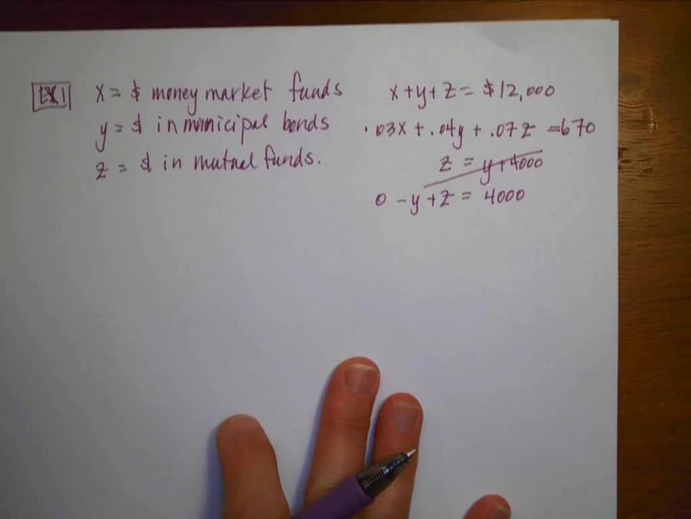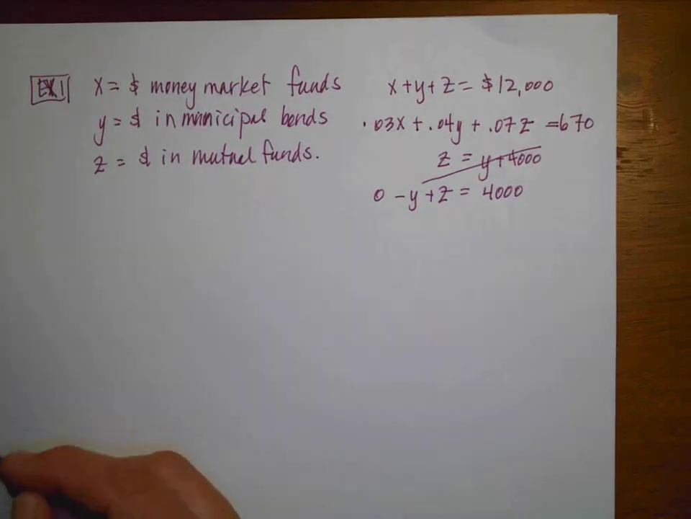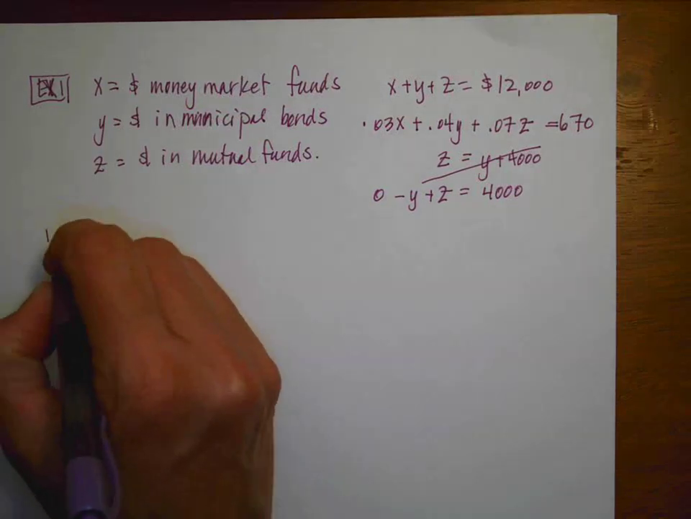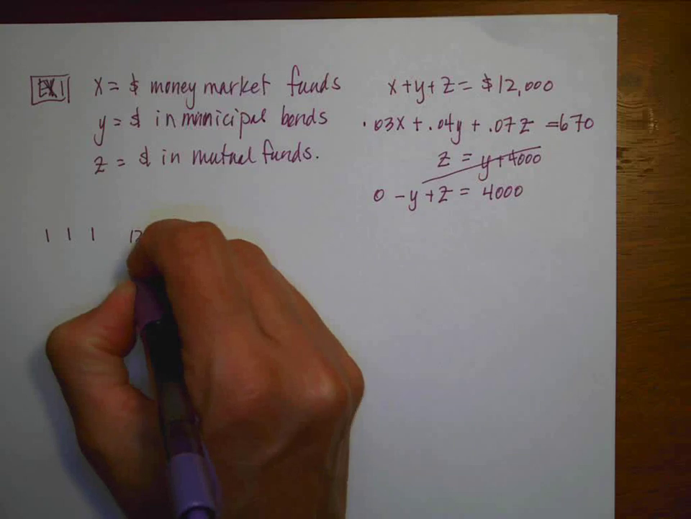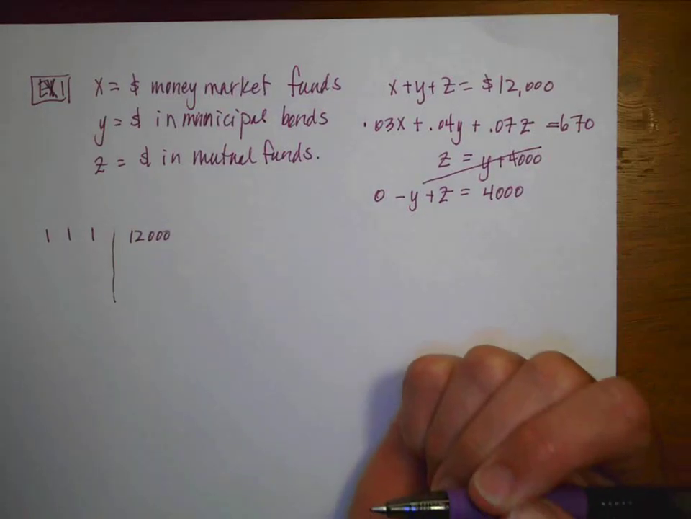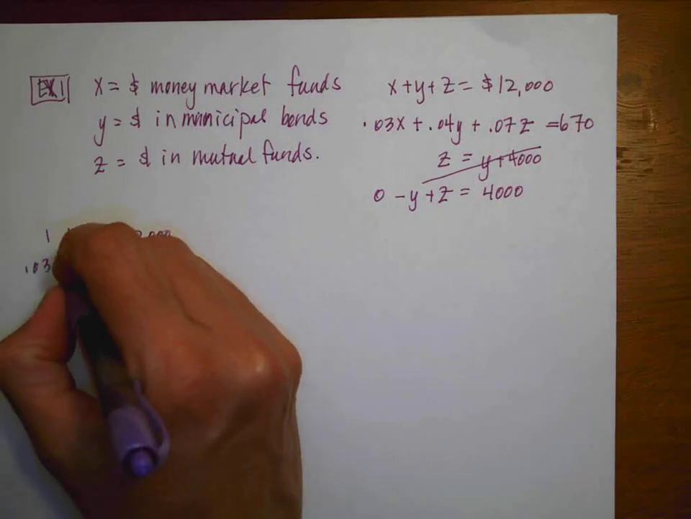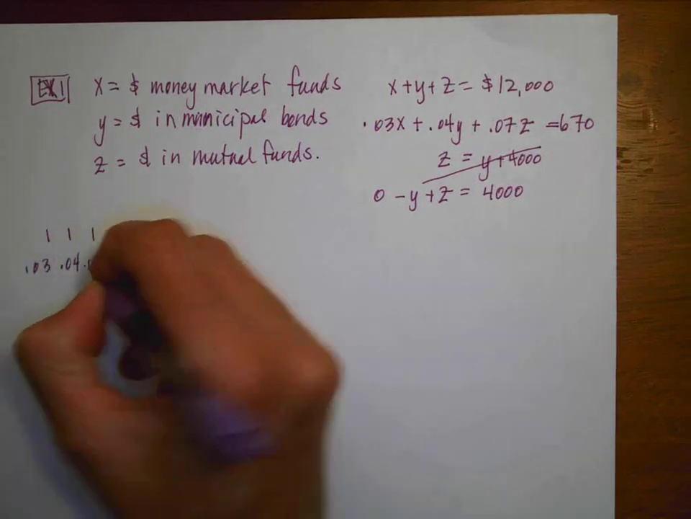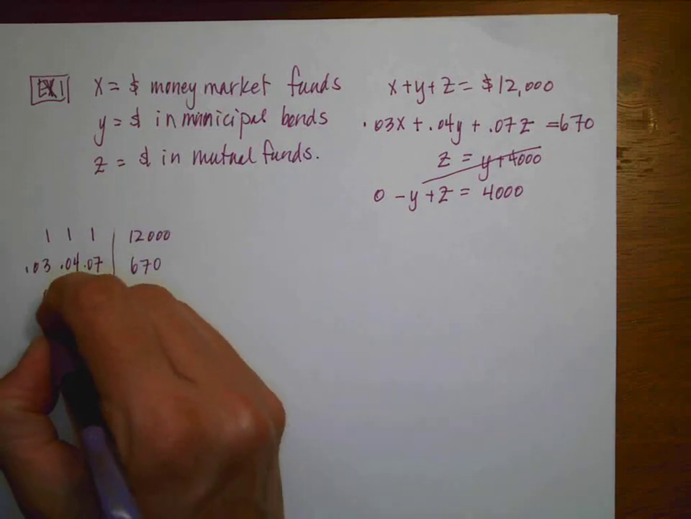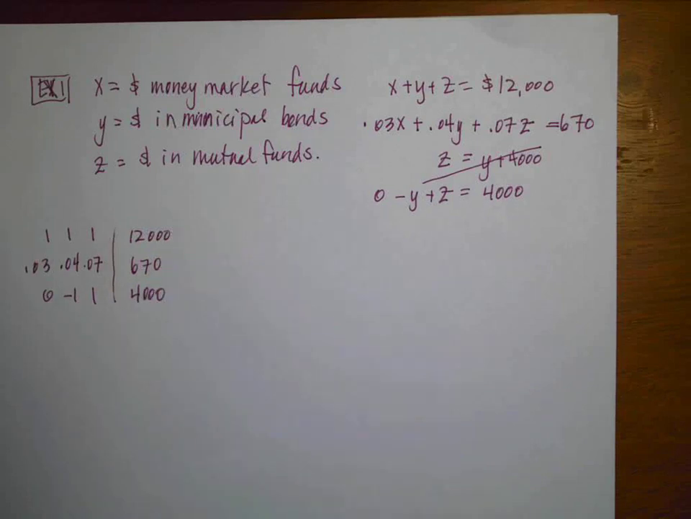So now what I'm going to do is to solve this system of equations. I have three variables and three equations. I'm going to solve it using matrices. So the first equation is 1, 1, 1, and then the 12,000. And it's technically an augmented matrix because the answers are included in the matrix. And then I have 0.03, 0.04, 0.07, 670. And then I have 0, negative 1, 1, and 4,000.